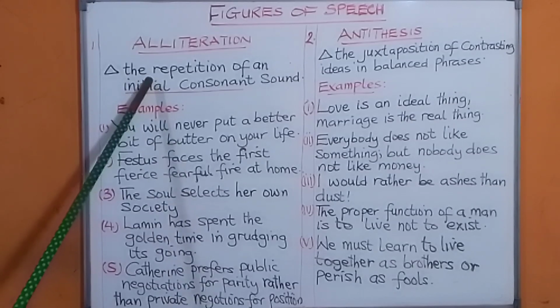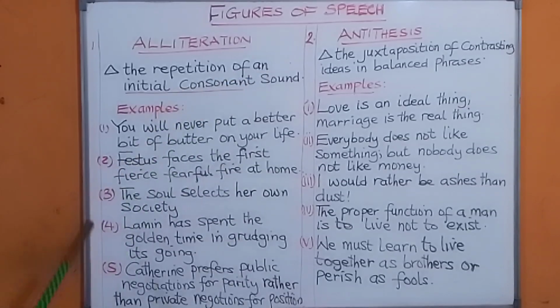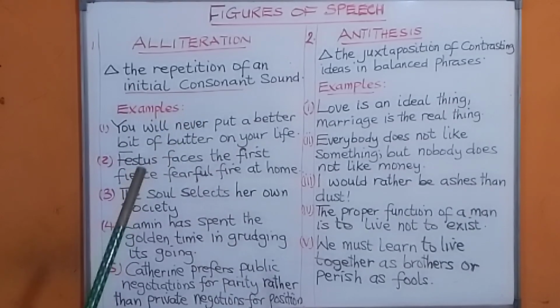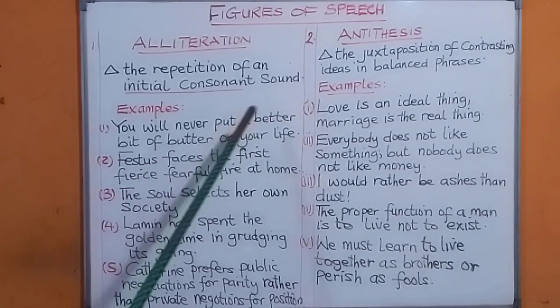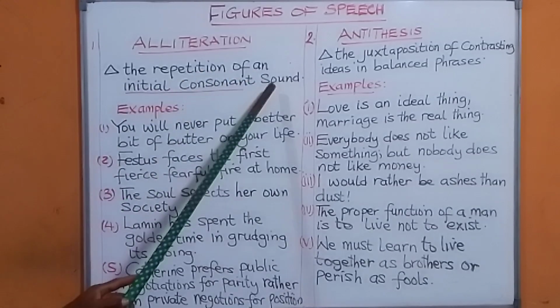Alliteration is the figure of speech that emphasizes repetition of initial consonants. When you repeat initial consonants, that is the first alphabet that is a consonant in any word, when you repeat that first consonant sound, that is what we call alliteration. So, the repetition of an initial consonant sound.